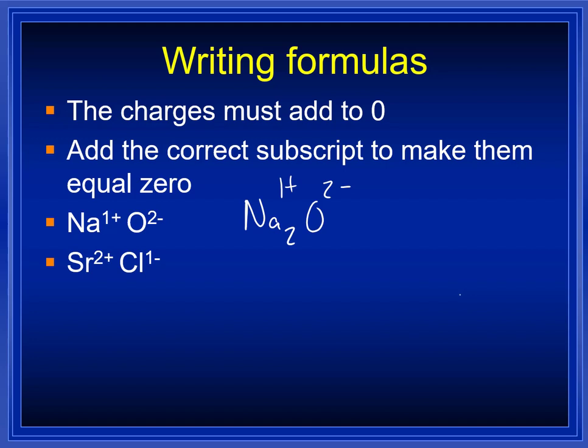I can tell the Sr was 2 plus because it's in group 2A. The Cl is 1 minus because it's a halogen, gained 1 to look like a noble gas. Does it equal 0 the way it's written? No. So to make it equal 0, I got 2 plus and 1 minus. That means I need more minus. If I put a 2 there, that gives me 2 negatives and 2 positives equals 0. So it's SrCl2. That adds up to 0.